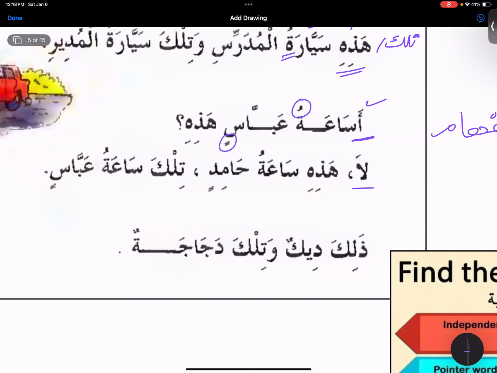Okay, now Sa'atu Abbasin. What is the relation? Mudaf, because Sa'atu is light. It doesn't have al, right? And then the next ism is in jar status. So this is our idafa fragment. Translation would be? Is this the watch of Abbas?